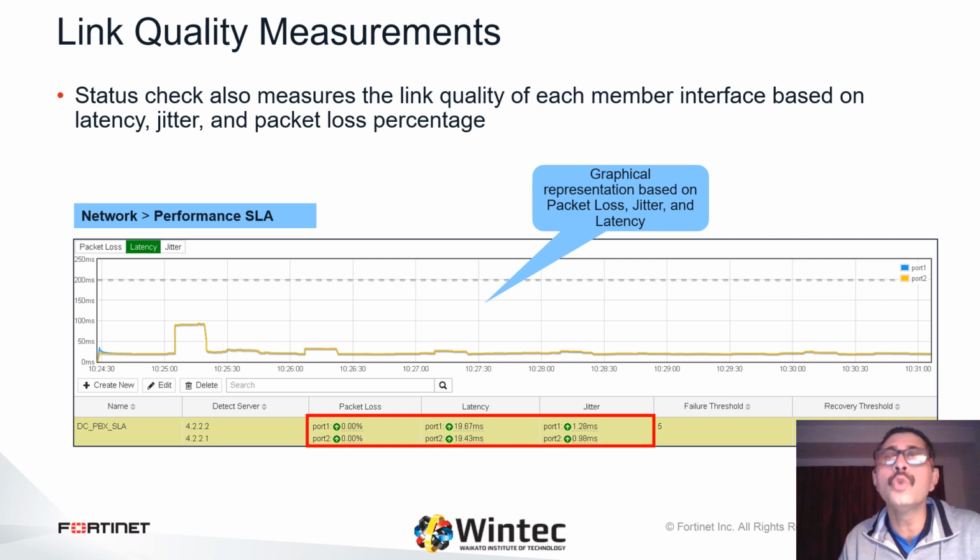It is important to note that these green up arrows that are mentioned here are indicating only that the server is responding to the health check, regardless of the packet loss, latency, and jitter values. It is not an indication that any of the SLAs are being met.